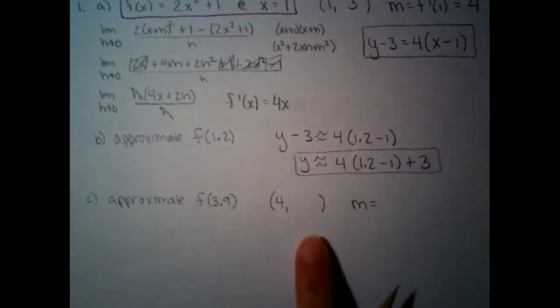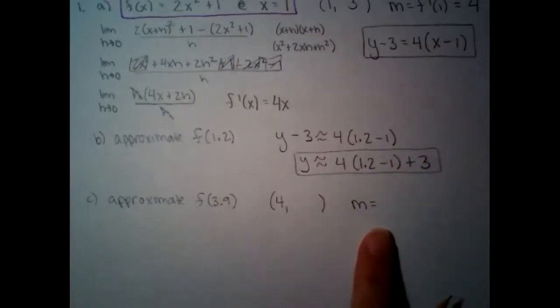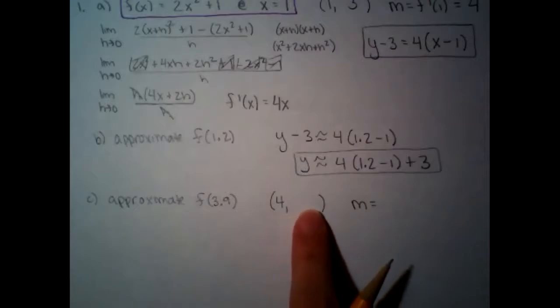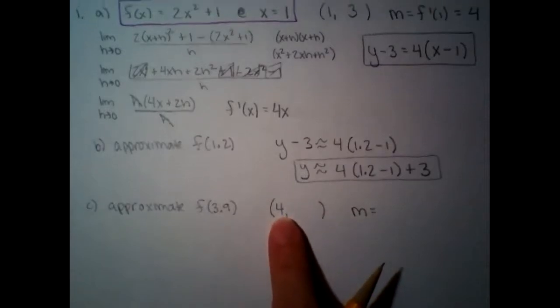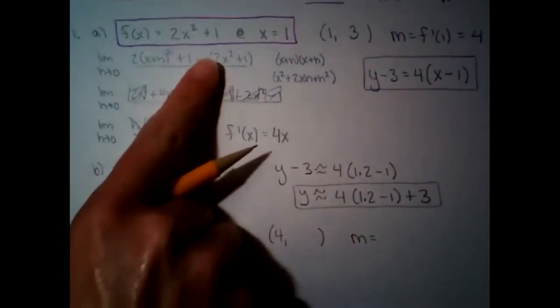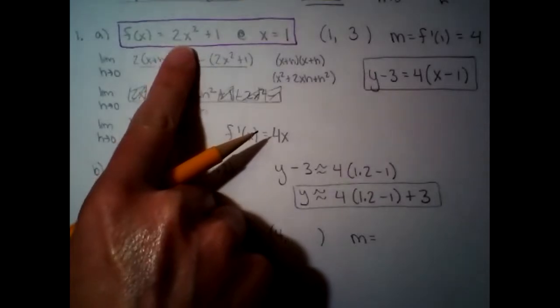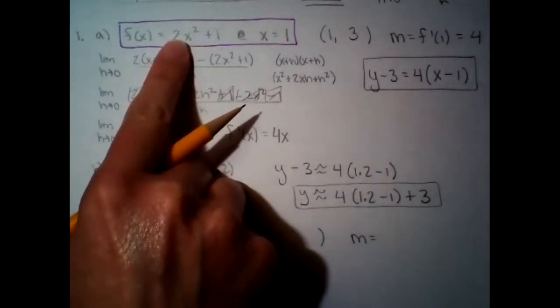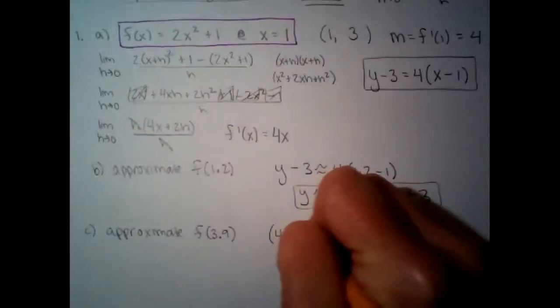So I need a new point and a new slope, because again, this equation's not good. So to get my y value, I'm just going to plug 4 into the function. So if we plug in 4 for x up here, that will be 4 squared is 16, double that is 32, plus 1 is 33.